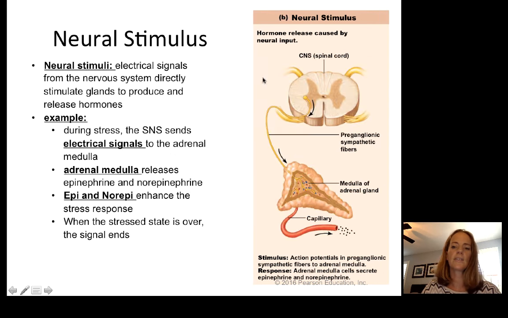Neural stimuli is direct neural activation, electrical signals to the adrenal medulla, for example. Adrenal medulla then will release epinephrine and norepinephrine. In this case, the end of the neural stimuli is the end of the electrical, whatever caused that electrical signal. In this case, the electrical signal came from the sympathetic nervous system. So this will end when the stressed state of the sympathetic nervous system is over.